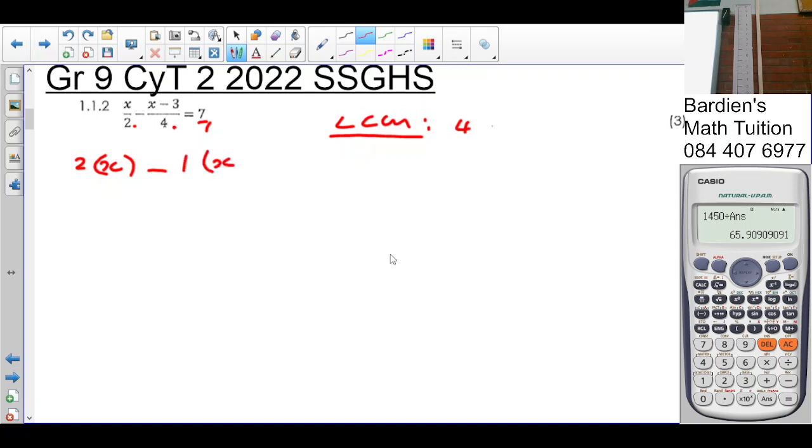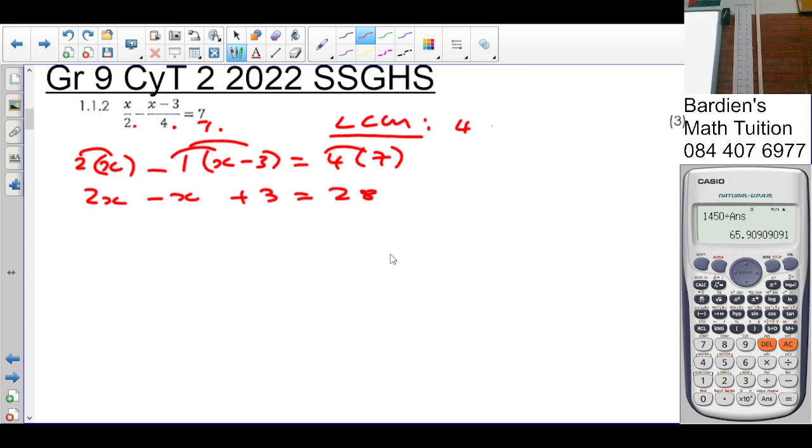1. So it's x minus 3 equals. 1 must be multiplied by what? 4. So it's 4 times 7. So we get rid of the brackets. 2 times x is 2x. Negative 1 times x is negative x. Negative 1 times negative 3 is plus 3. 4 times 7?